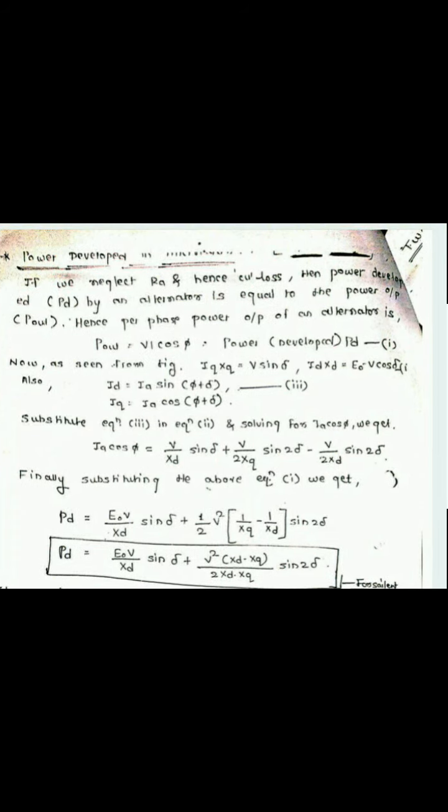So the power developed for the salient pole construction, that is P is equal to E0 into V divided by Xd into sin delta plus V square, in bracket, Xd minus Xq, divided by 2 into Xd into Xq, into sin 2 delta. So this is the equation of power developed of an alternator for salient type of construction. This is the power developed equation for projecting type of construction of an alternator.